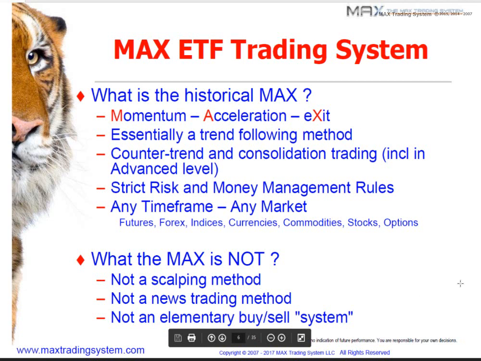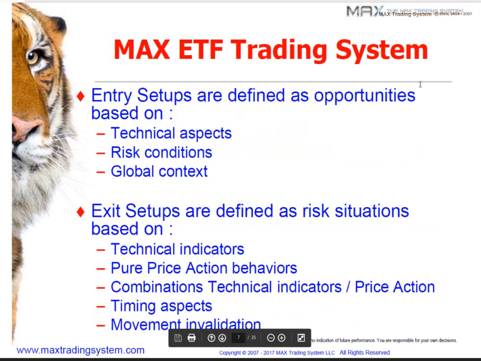And the MAX is not an elementary buy and sell system. We will have different types of entries and different ways to make our entries depending on the market conditions. We don't open a trade in the same way when the market is trending or when the market is ranging, for example. We have to adjust to the market conditions. I have said that an entry setup is a set of conditions to define what the opportunities are. And as I mentioned, I will just repeat here, an opportunity will be based on three aspects: the technical aspect, the risk conditions, and the global context.